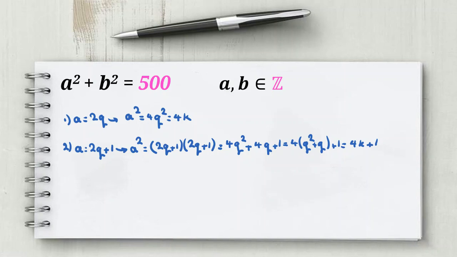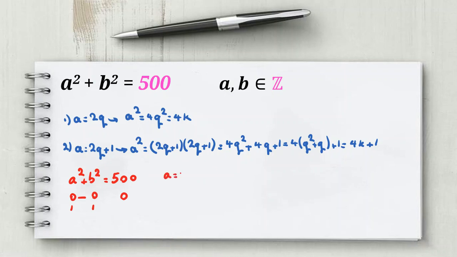Now we have a squared plus b squared equal to 500. If we consider the remainder when divided by 4, a squared is 0 or 1, and b squared is 0 or 1. The sum must have remainder 0, so the only possible case is 0, 0. So we conclude a and b should be even.